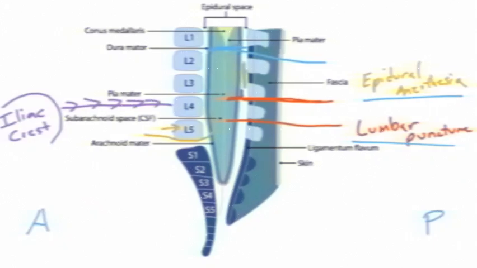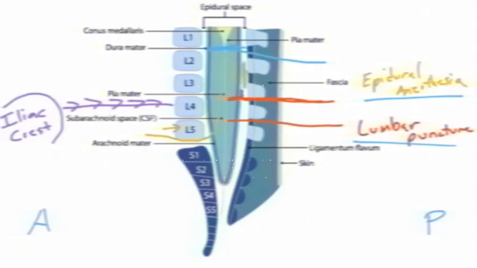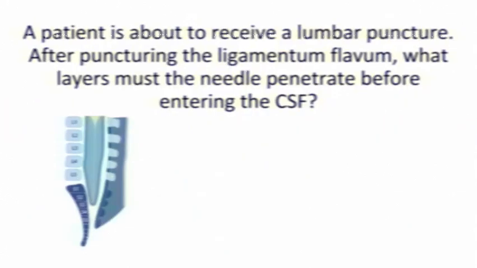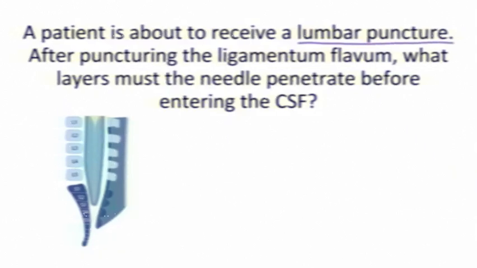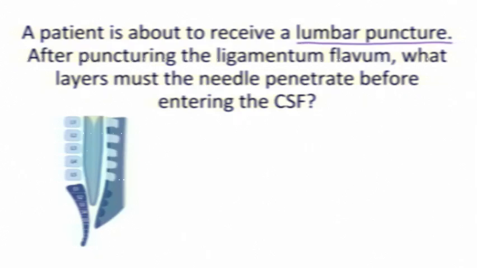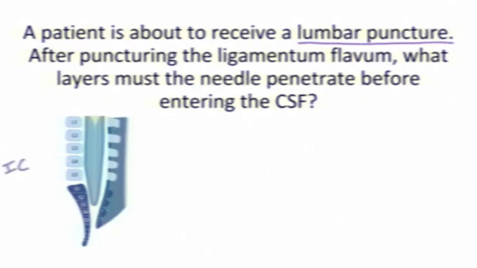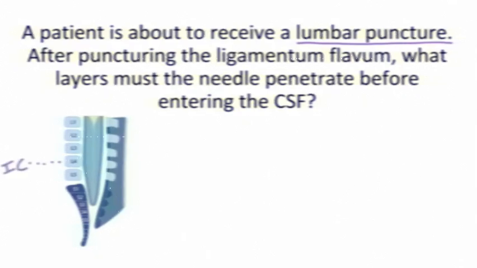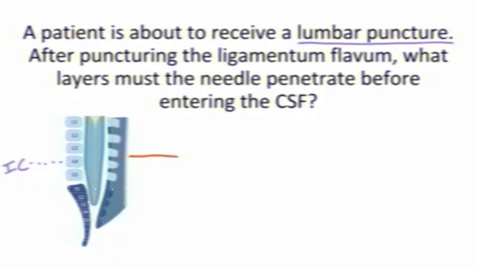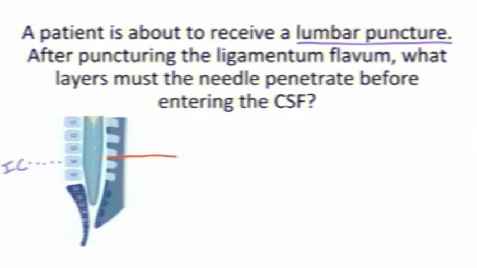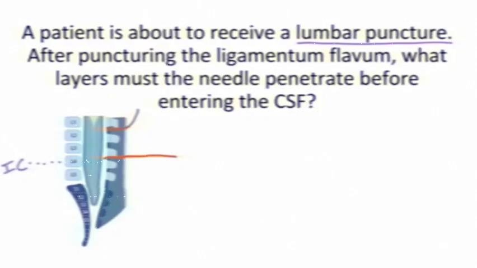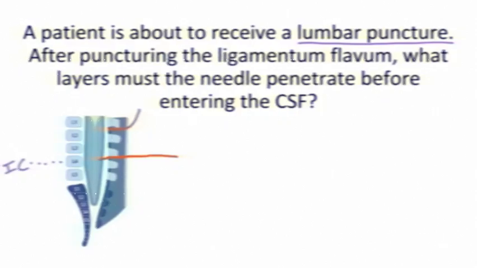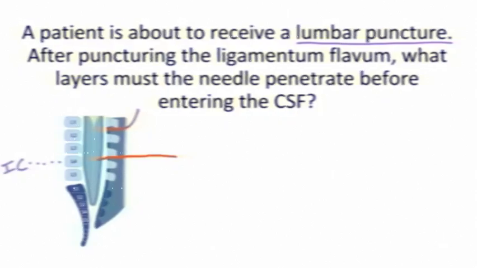It's important to memorize the layers of this image, so let's do a practice question without the labels. Let's say a patient is about to receive a lumbar puncture. After puncturing the ligamentum flavum, what layers must the needle penetrate before entering the CSF? As you recall, the clinician will find the iliac crest, I'll just write IC, which lines up with the L4 vertebral body, and then will puncture between the L3 and L4 vertebral level, let's say. And after puncturing the ligamentum flavum, which is this blue part, you will enter the epidural space and then puncture the dura mater and the arachnoid mater before finally entering the subarachnoid space to enter the CSF.